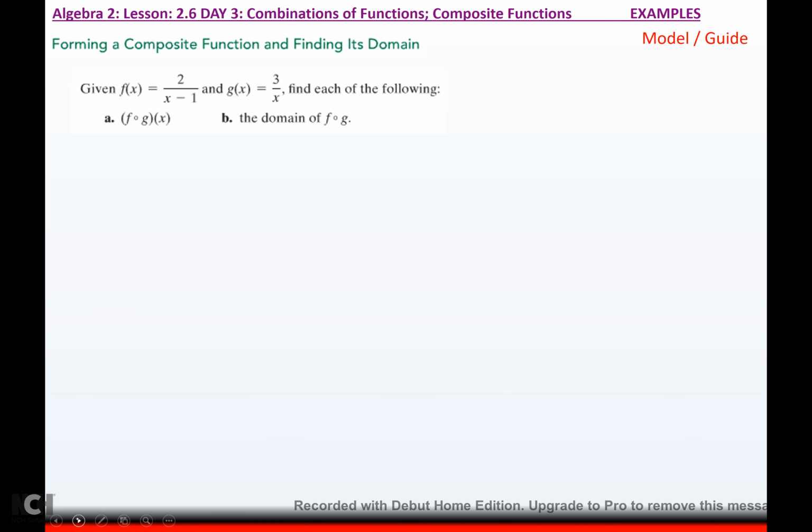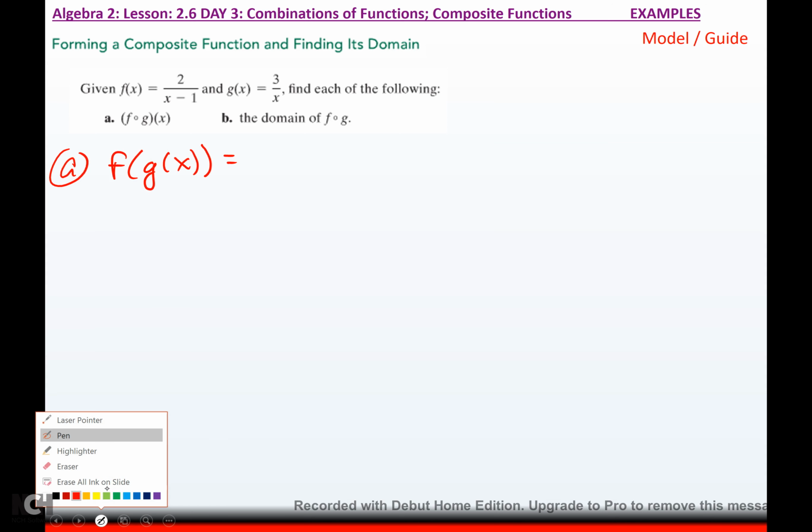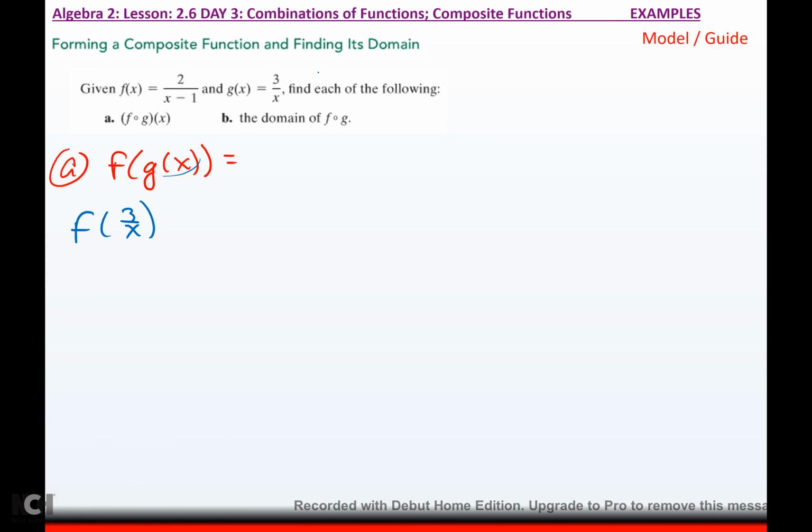Alright, so now let's try this one. It says, given that f of x equals 2 over x minus 1 and g of x equals 3 over x, find each of the following. A, they want the composition, and B, they want the domain. For A, they want me to find f of g of x, which means they want me to find f of 3 over x, because the g function is 3 over x.